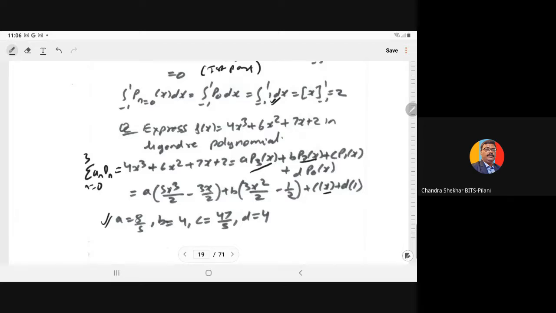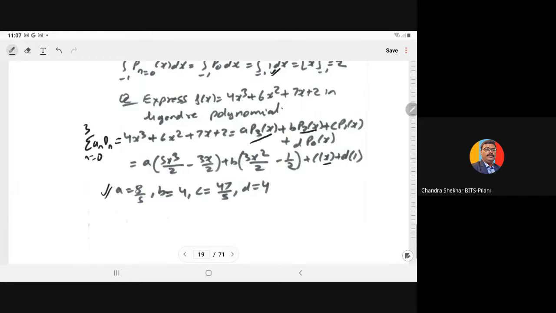So from here you can write that this expression 4x cube plus 6x square plus 7x plus 2 is equal to 8 upon 5 P3(x) plus 4 P2(x) plus 47 upon 5 P1(x) plus 4 P0(x). So in this way you can write any order polynomial, or any degree polynomial, in terms of the Legendre polynomials.